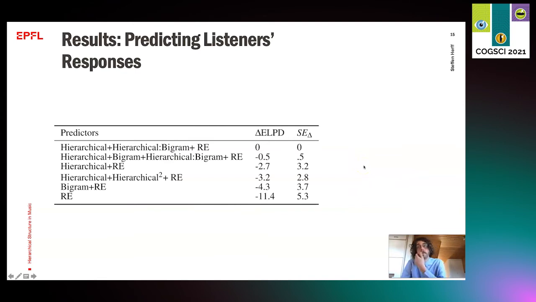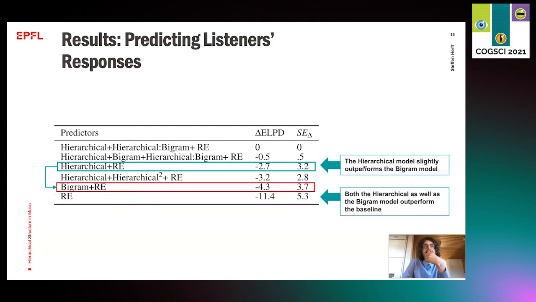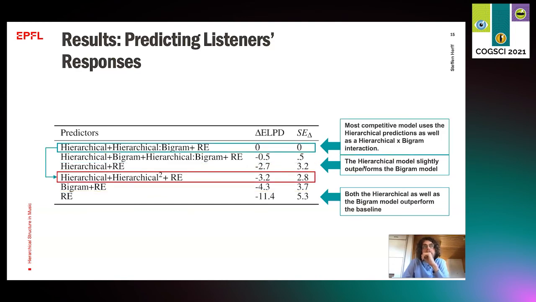And indeed, here's what we found. Specifically, what we observe is that both the hierarchical as well as the bigram model outperform the baseline. So this on its own is already quite exciting, but furthermore relevant to our precise research question is the fact that the hierarchical model slightly outperforms the bigram model, and the fact that the most competitive model we found uses the information of the hierarchical model, or the prediction of the hierarchical grammar model, as well as a hierarchical cross-bigram interaction term. So what does this mean?